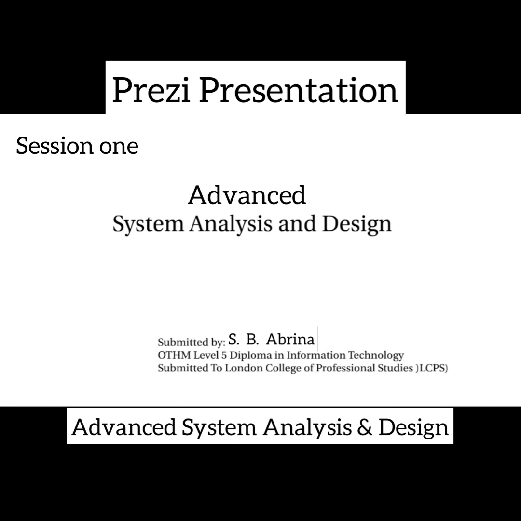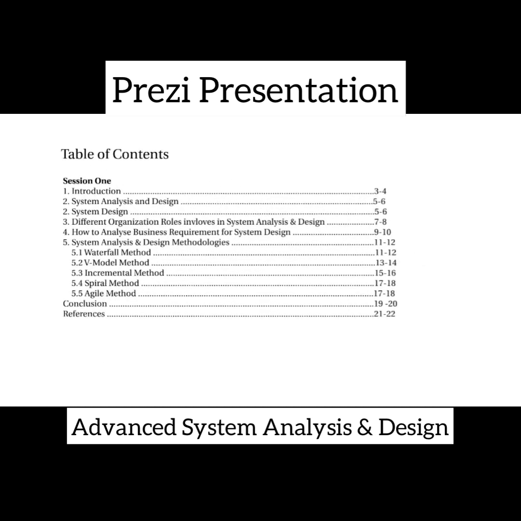Now let's move into our table of contents. So we have introduction, system analysis and design, the different organizational roles involved in system analysis and design, business requirements for system design, system analysis and design methodologies, which includes waterfall method, V-model method, incremental method, spiral method, and agile method. Of course, we have conclusion and references.